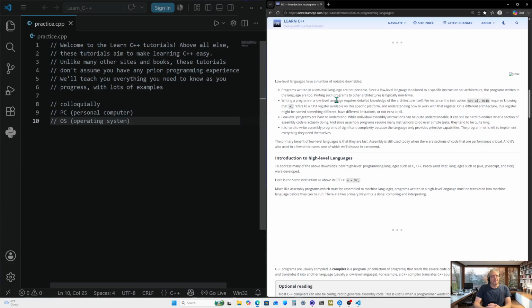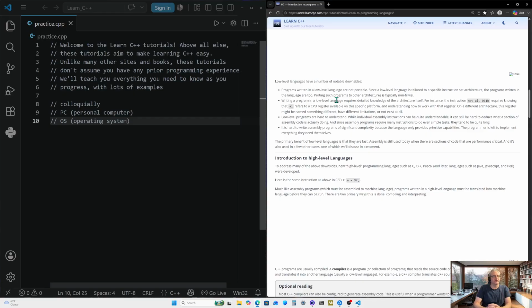Same for me though. So for instance, let's keep reading this. The instruction such and such requires knowing that AL refers to a CPU register available on a specific platform, and understanding how to work with the register on different architectures. This register might be named something different, have different limitations, or not exist at all.